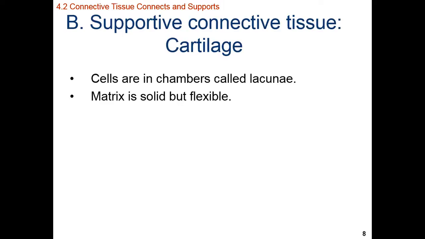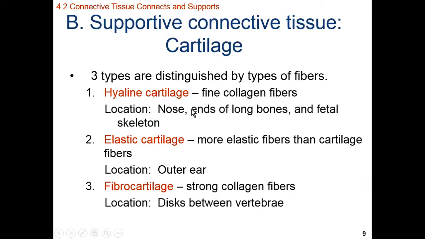A key characteristic of supportive connective tissues is the extracellular matrix is solid at room temperature. Cartilage is a solid tissue at room temperature, but it's still flexible. Bone is solid at room temperature, but it's still flexible. Not as flexible as cartilage, though, I might want to add. There are three kinds of cartilage we should emphasize. Those are hyaline, elastic, and fibrocartilage.